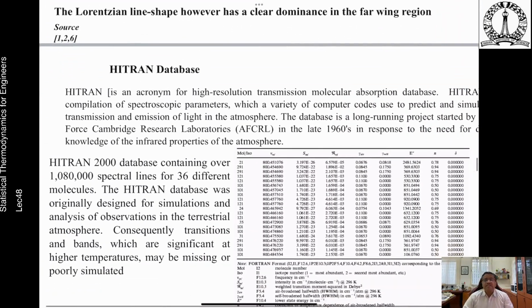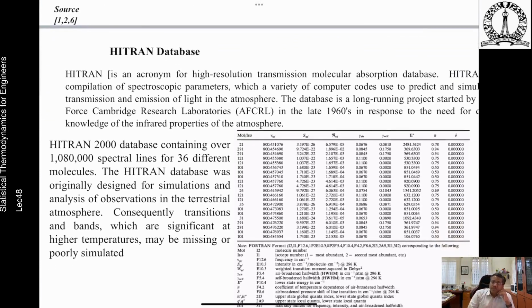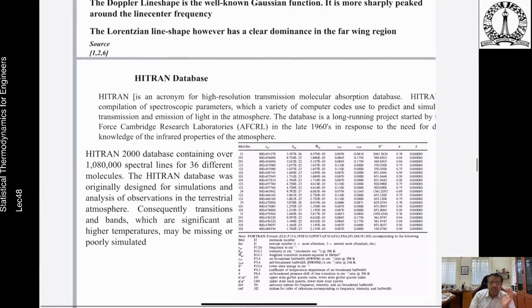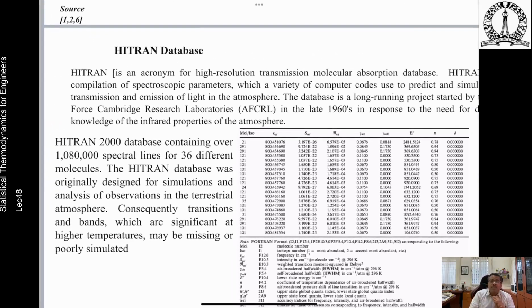So in this case, we use something which is called the HITRAN database. The HITRAN database is a compilation of spectroscopic parameters, right? A variety of molecular computer codes are used to predict and simulate transmission and emission of light in the atmosphere. It is a long-running project started by the Air Force Cambridge Research Laboratories in the late 1960s. The HITRAN database is composed of over 1 million spectral lines of 36 different molecules.